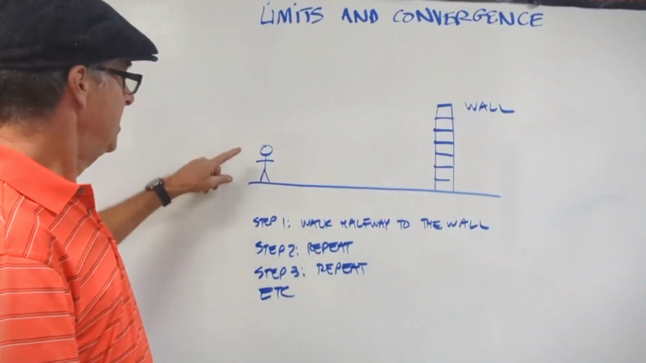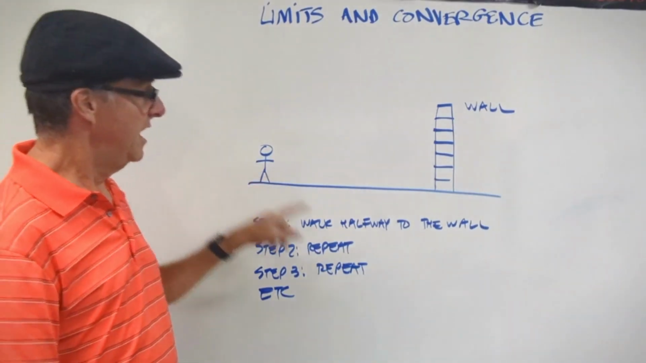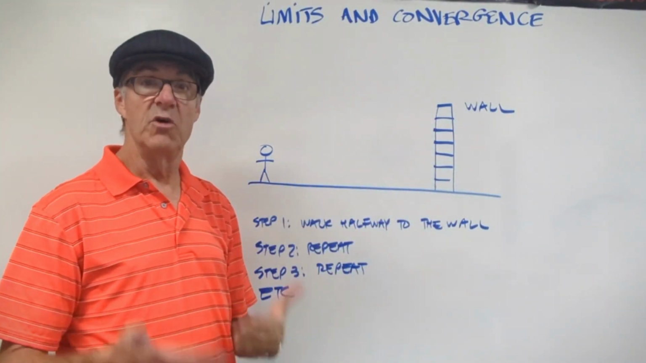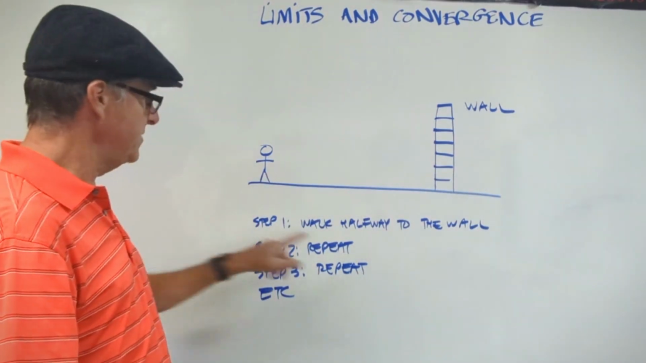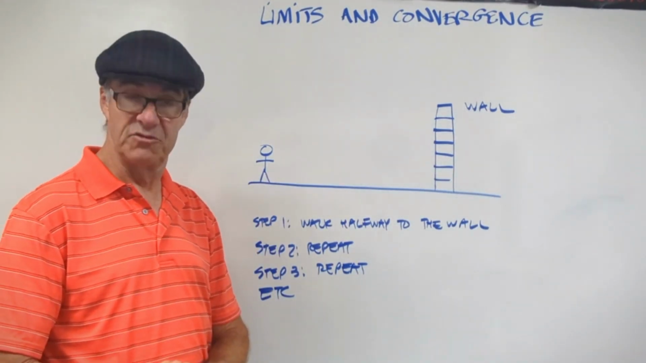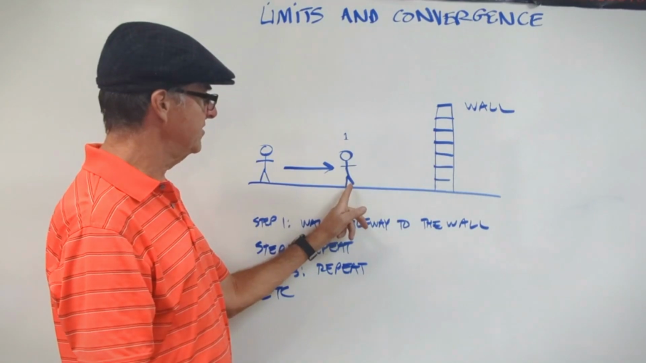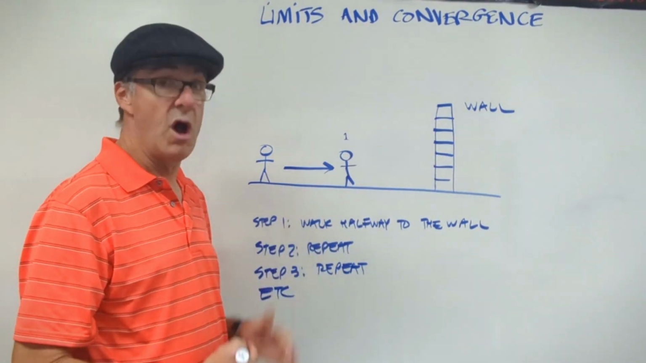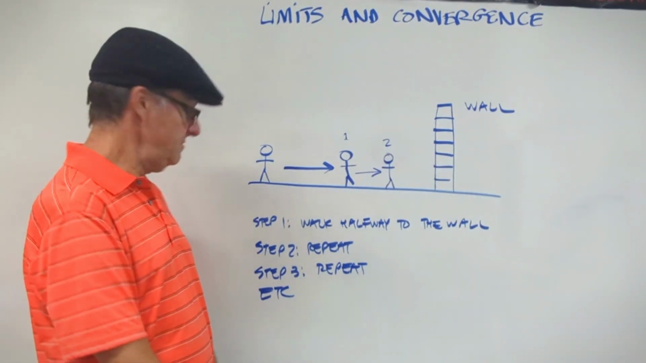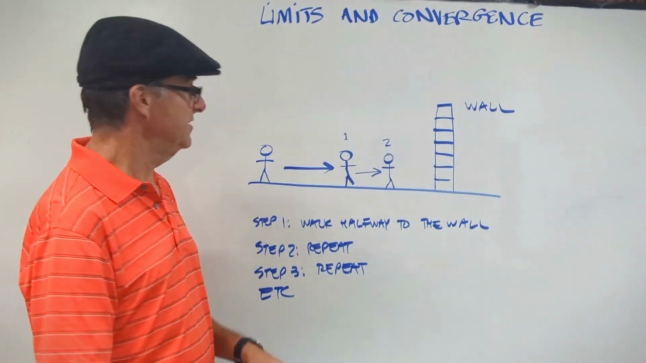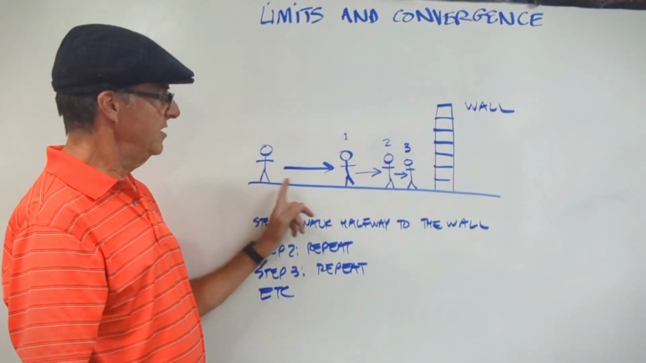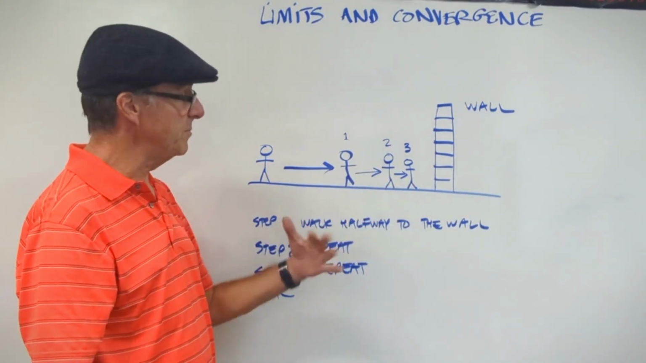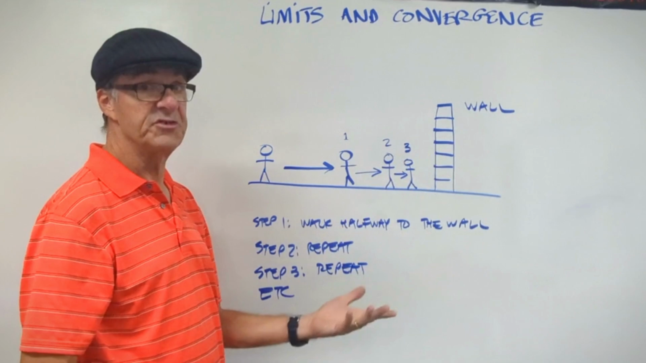Here's our example. I have a person, perhaps you, and there's a wall over here, and you're some distance away from that wall. So the first step is walk halfway to the wall. So we walked halfway to the wall. Now, the second step is repeat. So let's walk halfway to the wall again. Third step, repeat. Here's our third step, halfway. Now, if we keep repeating this, we're going to get closer and closer to the wall.